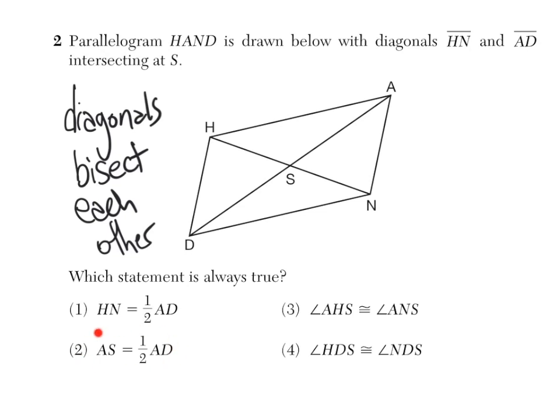All right, with that in mind, when we look at our four options, I can't help but notice that option 2 says that AS equals 1/2 of AD. And that's true because the diagonals are bisecting each other. AD is twice as much as AS, and AS is 1/2 of AD, meaning that option 2 is our answer.